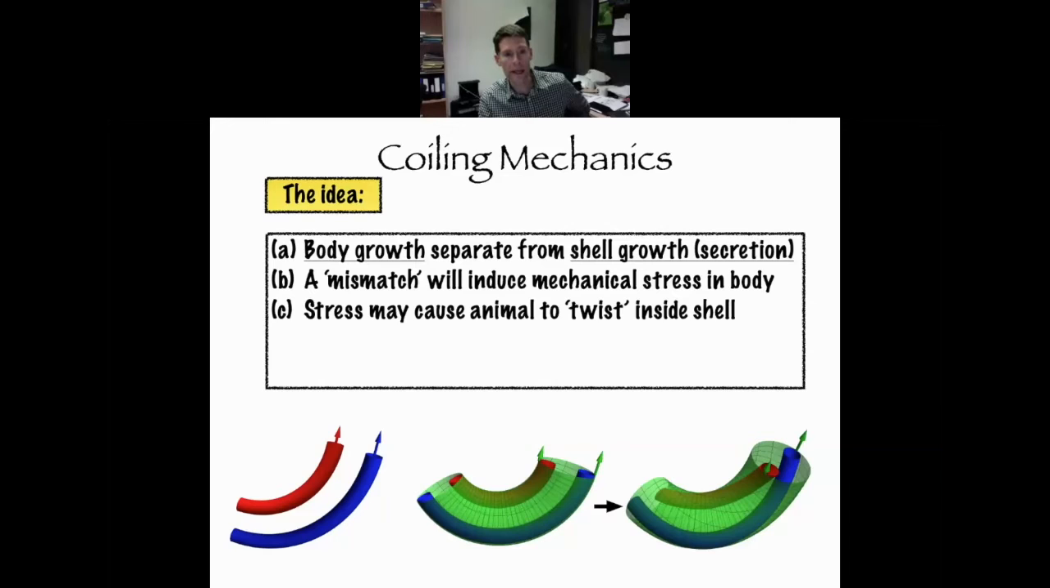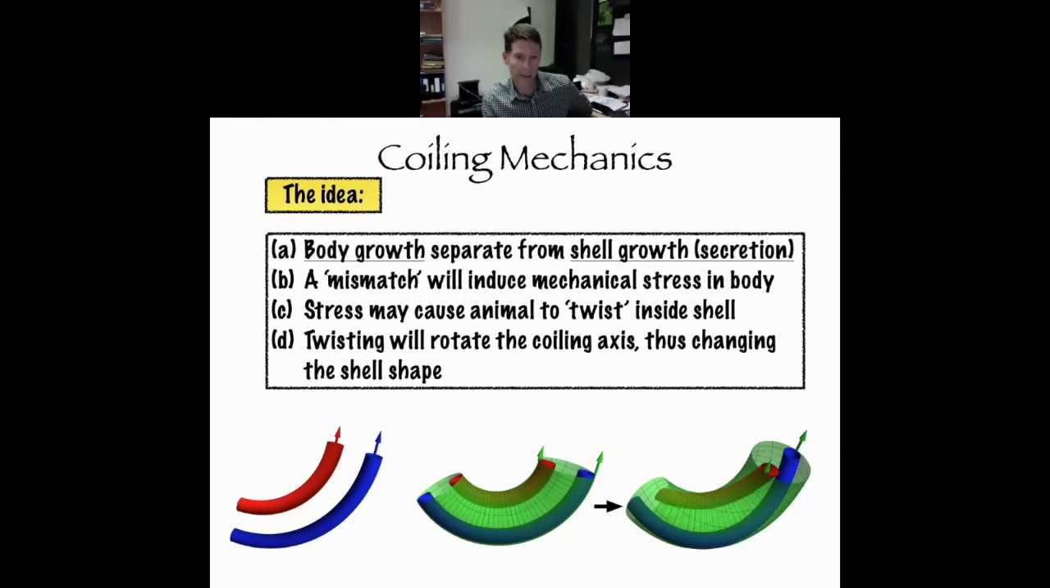And the real question mechanically is, could such a stress induce a twist inside the shell? Could this cause the animal to twist purely due to the mechanical forces? And if that does happen, if the animal does twist, then the animal has now rotated the coiling axis, right? So if there's no twist, then there's this axis where there's a gradient in the growth and secretion, and the animal will always be planar, and the shell will always be planar.